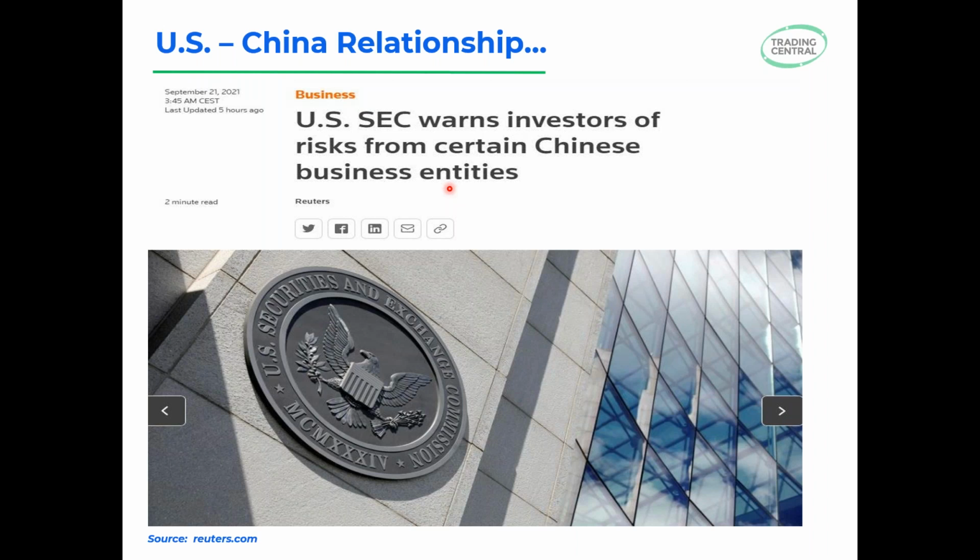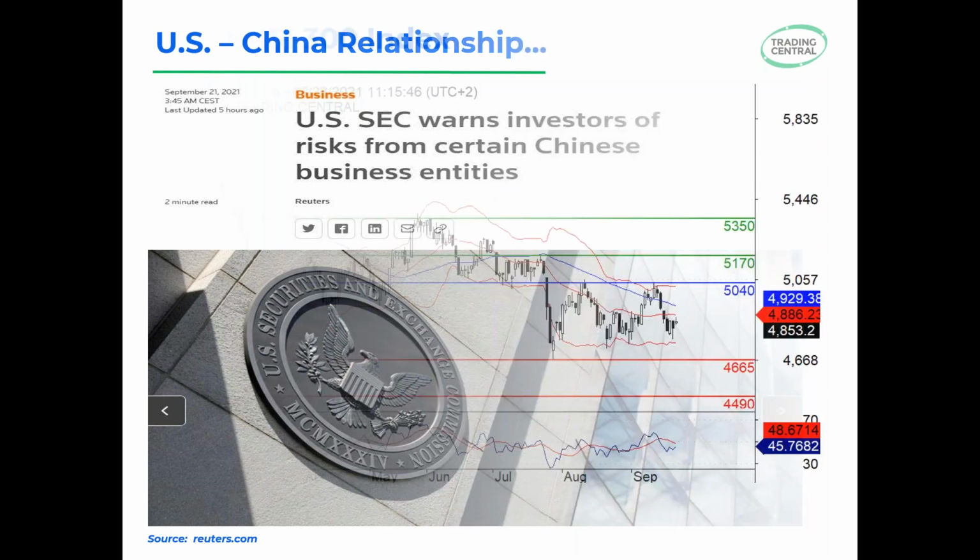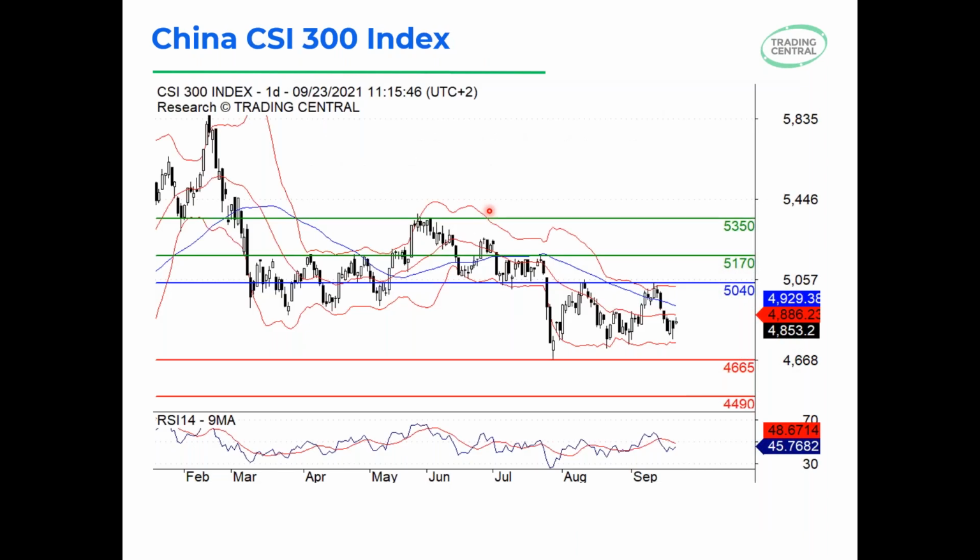So you see, if I tell you US-China relations are improving, to some extent yes, but to some extent no. So that's why I'm always focusing on the relationship between these two countries. This is the background, and let's see how the China and Hong Kong markets are doing these days. This is the CSI 300 index, not good. We have a declining trend line, and then this key resistance. Two times, the CSI 300 index could not break above it. Bearish at the moment.